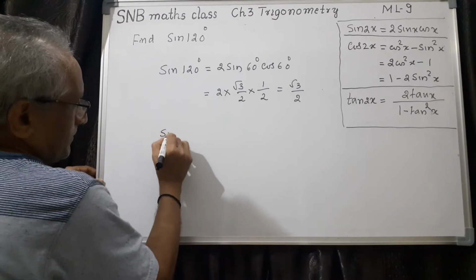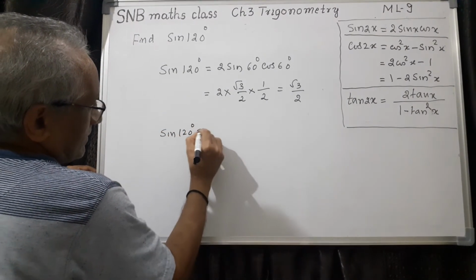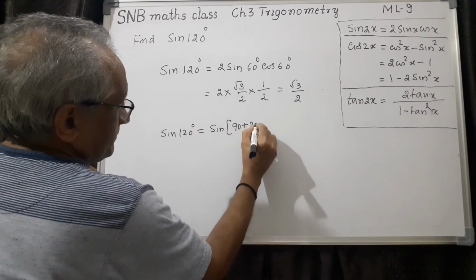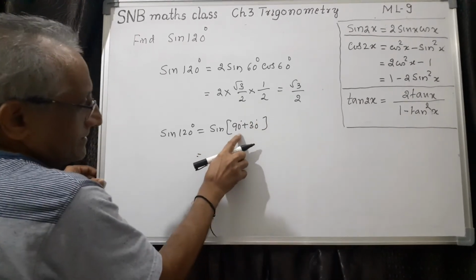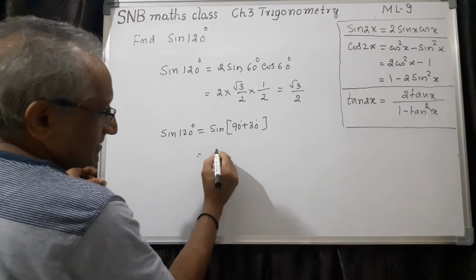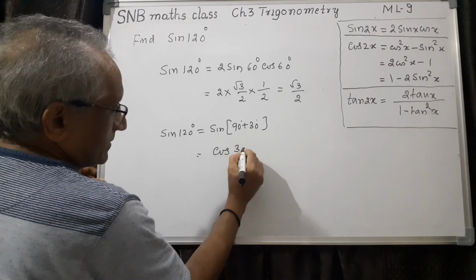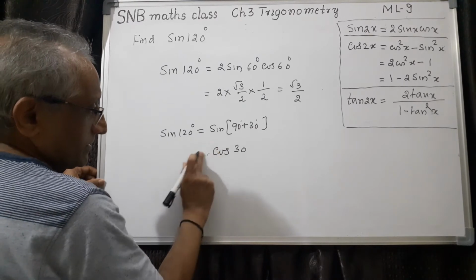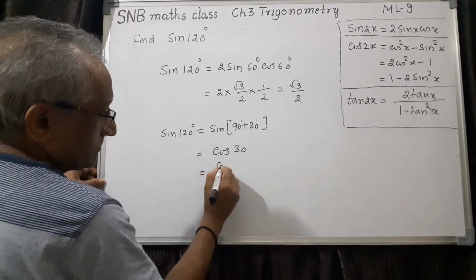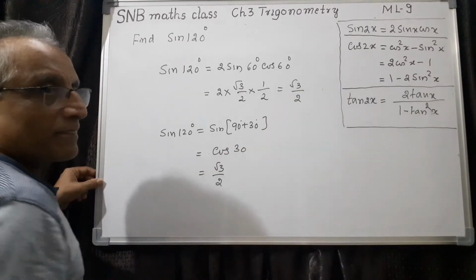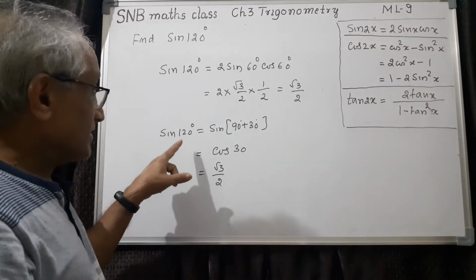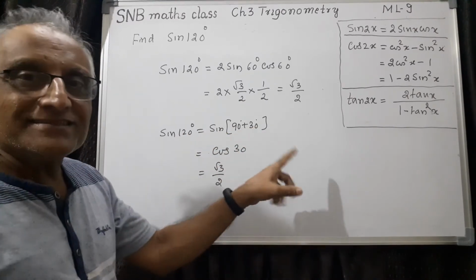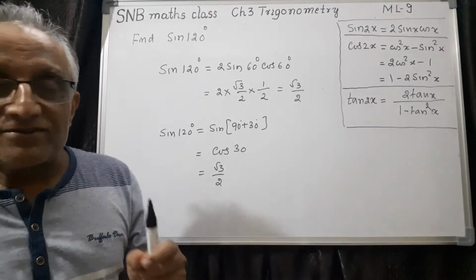Sin 120 degree can also be written as sin of 90 plus 30. And you know, whenever it is 90, sin becomes cos, the ratio changes. So it is cos 30. And 90 plus 30 is in the second quadrant, sin is positive, so this is positive. Therefore, definitely cos 30 is root 3 by 2. So you get the same thing. And suppose you want to use another formula, instead of 120 as 90 plus 30, you can also write 180 minus 60. You get the same thing. So this is a very important thing to note.